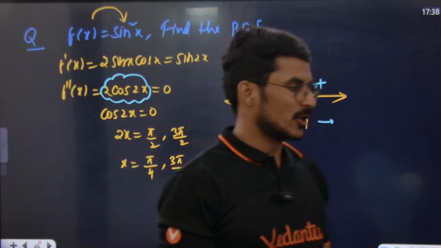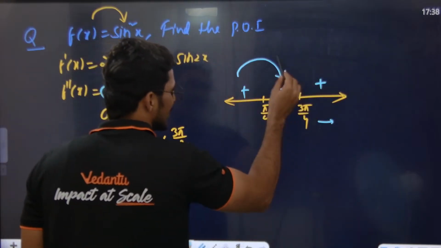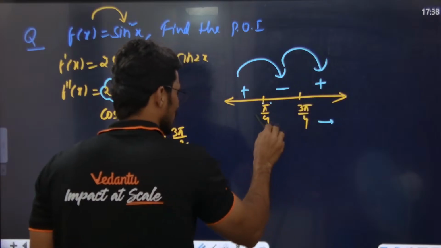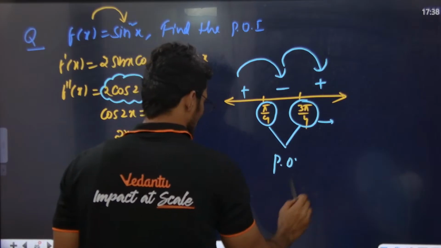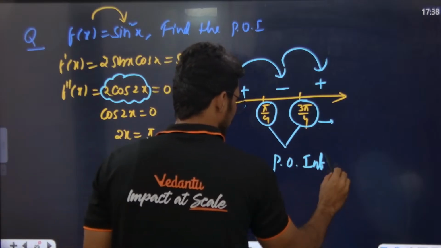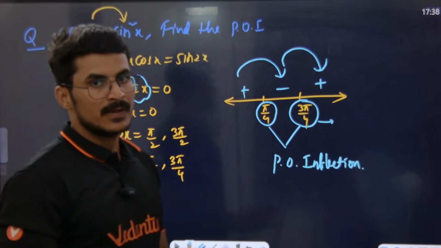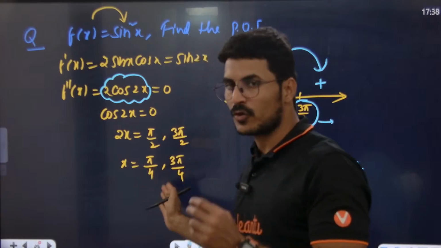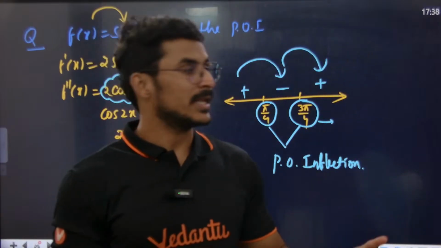This is live, not recorded. Are you getting the point? Yes. There is a change in the sign, plus to minus change, again minus to plus change. So these two are basically points of inflection. You cannot directly say that pi by 4 and 3 pi by 4 are points of inflection. You have to check like this.